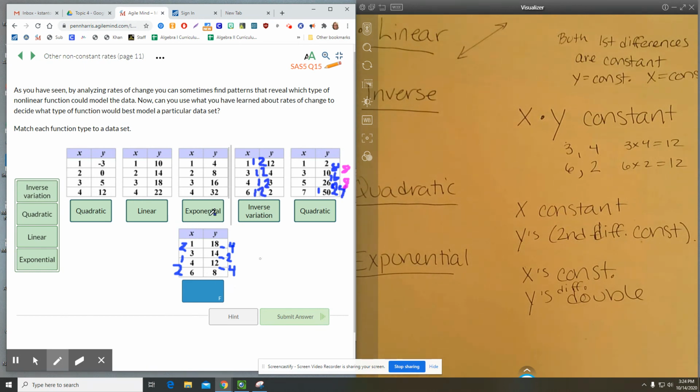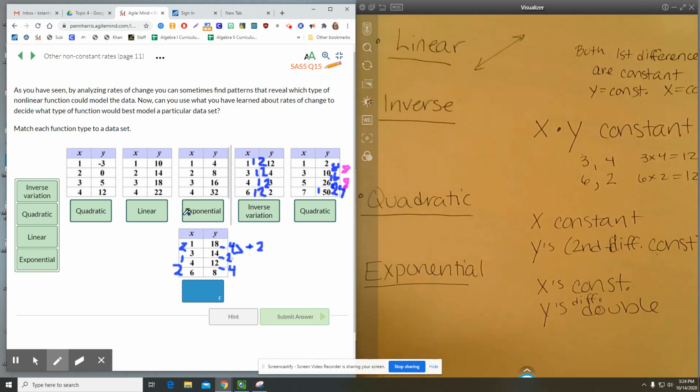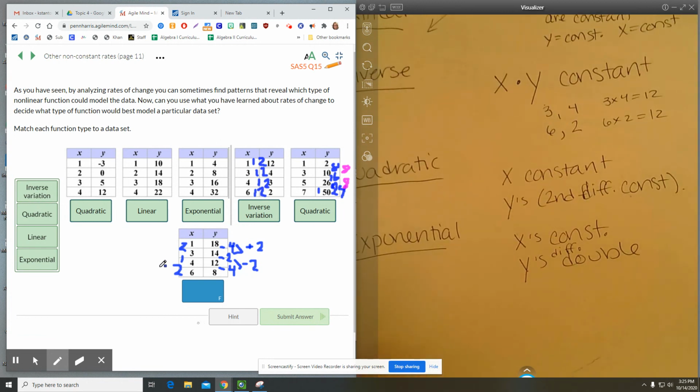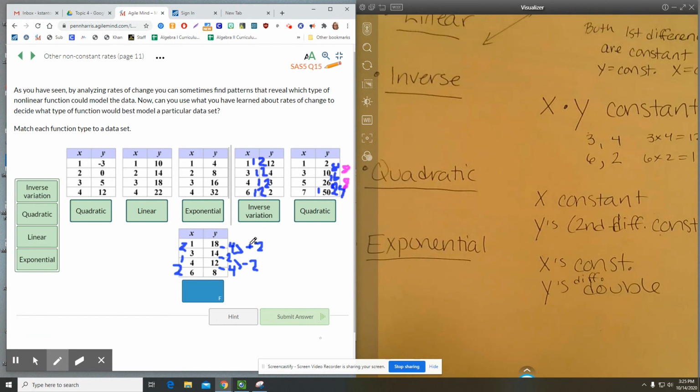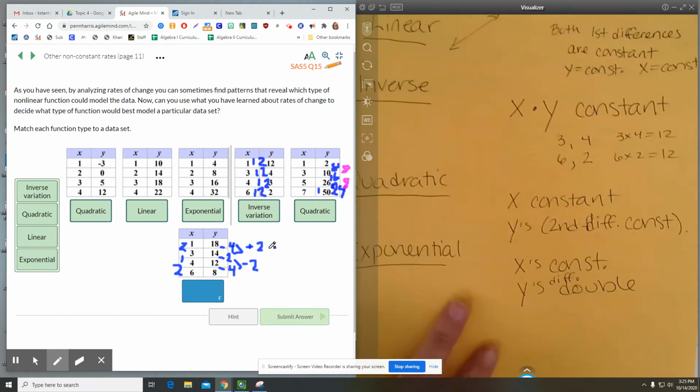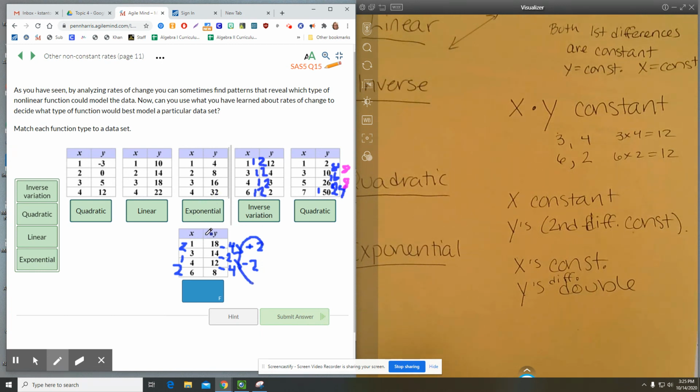All right, well, let's check our second differences. From negative 4 to negative 2, that goes plus 2. And from negative 2 to negative 4, that goes minus 2. Okay, so with this, guys, I'm not seeing a constant second difference. We've got a plus 2 and a minus 2. Guys, that's a difference of 4. That's not constant. 1 times 18 is 18. 3 times 14 is not 18. Okay, so that takes out the inverse.